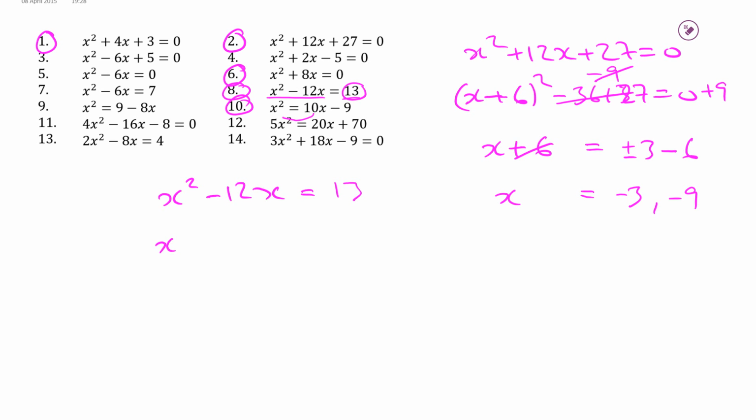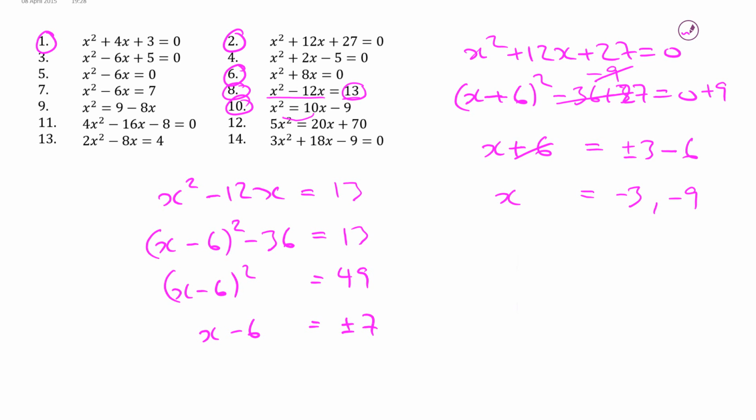So completing the square for x squared minus 12x is obviously x minus 6 squared minus 36. Notice I just squared the 6 straight away. Equals 13. So you just leave it. 13 plus 36 is 49, and it's a nice square number. Anyway, x equals plus or minus 7 and whatever. That gives you two different answers.